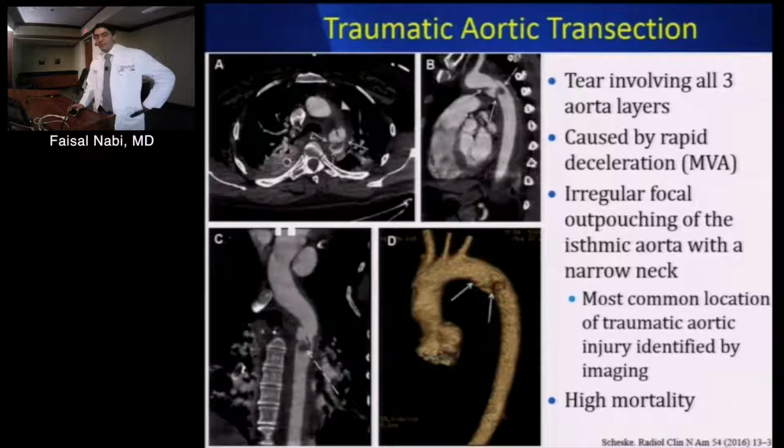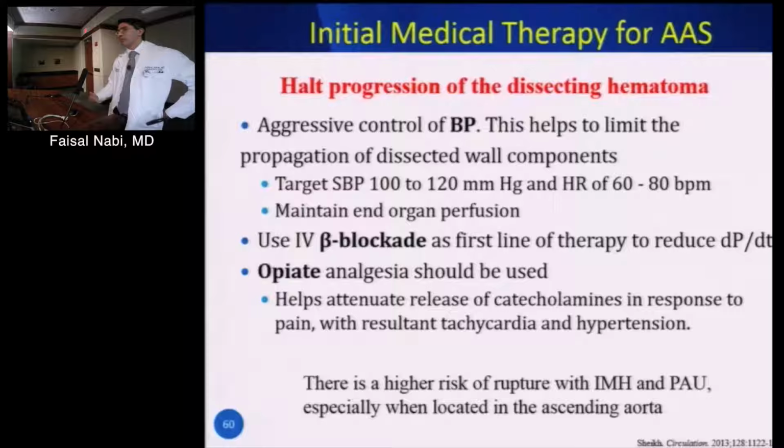When it comes to medical therapy for any aortic syndrome, the most important is aggressive blood pressure control. You want to aim for blood pressures of 100 to 120. You want to use IV beta blockers as the first-line therapy to reduce dP/dt. Opiate analgesics are also important to blunt the catecholamine response that you get.